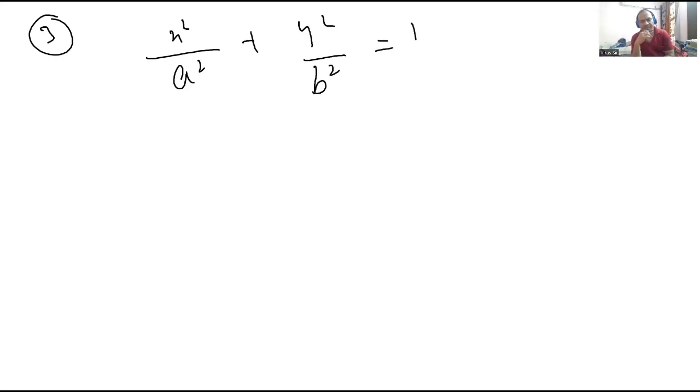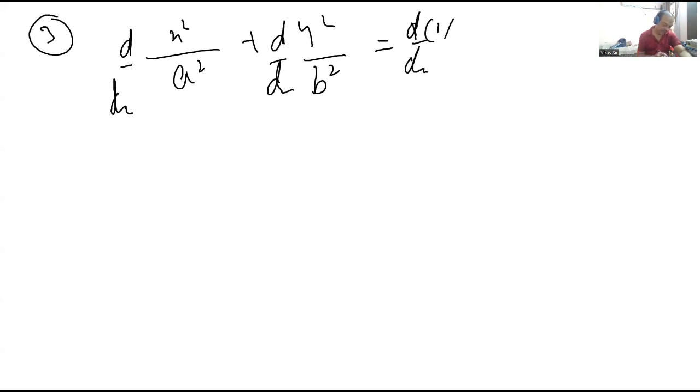This is a very simple question. You have x squared over a squared plus y squared over b squared equals 1. This is the equation of an ellipse, and you have to find the differentiation. Now, to differentiate it, you put d by dx on all the elements.